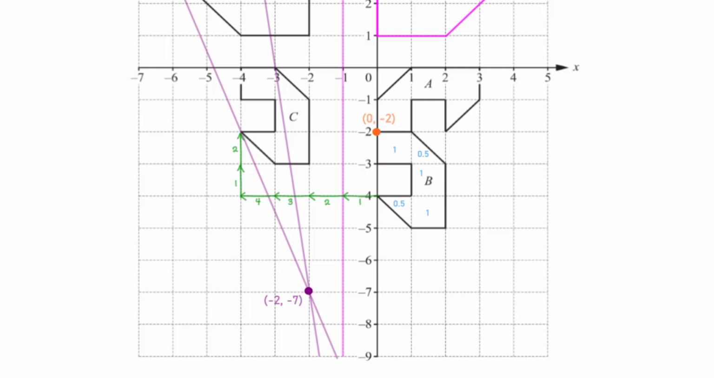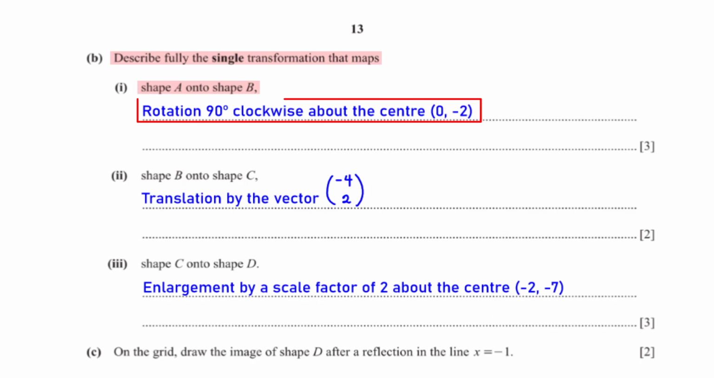So now we need to identify the center of rotation. For this rotation, we see that this point remains fixed after the rotation, so that is the center of rotation. The point has coordinates (0, -2), and so the full description for the transformation is rotation 90 degrees clockwise about the center (0, -2). Describe fully the single transformation that maps shape B onto shape C.